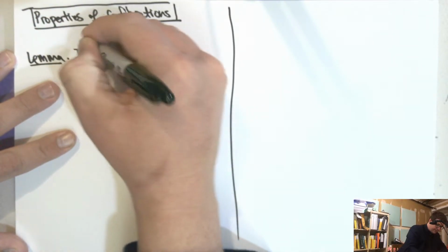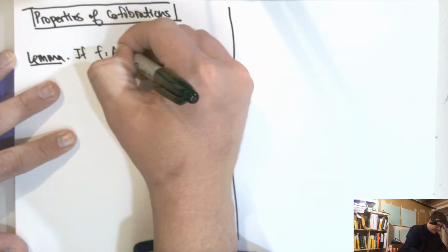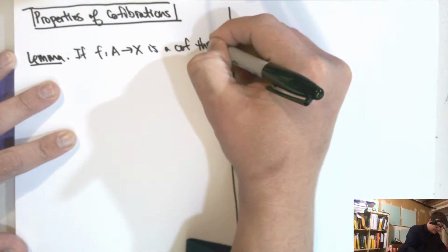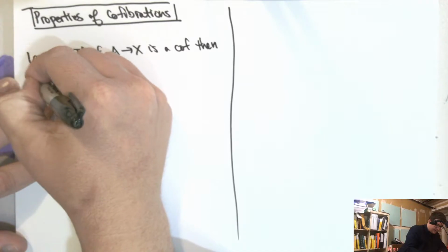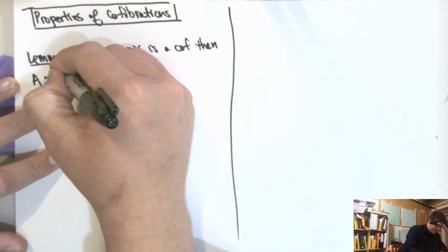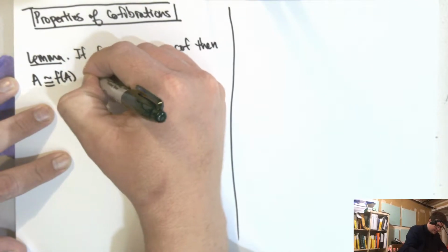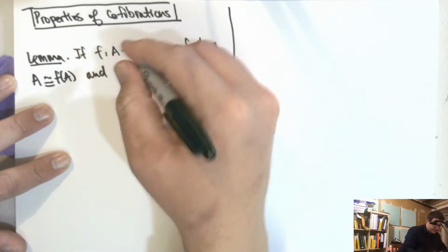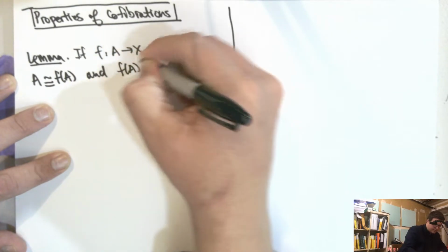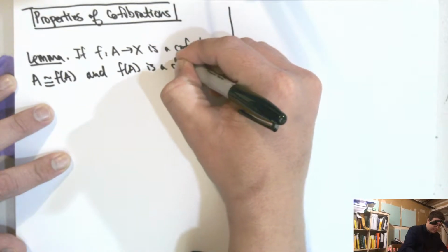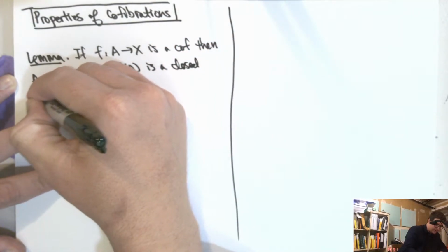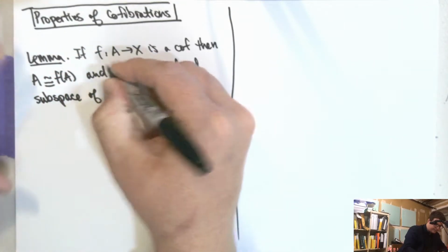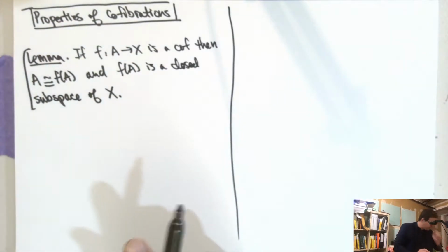So if f from A to X is a cofibration, then A is isomorphic to f of A, and f of A is a closed subspace of X. All right, so here's the proof.